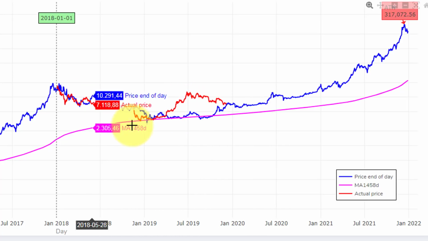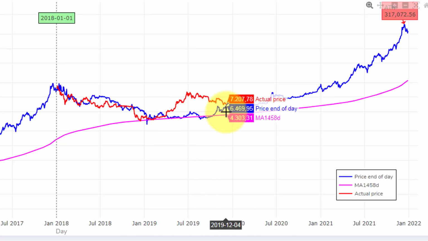A couple things to note here. One is you'll notice that we're back on track. We've met up with the price time cycle. We are about where we should be at this point in time relative to the previous halving cycles. So that's the good news.